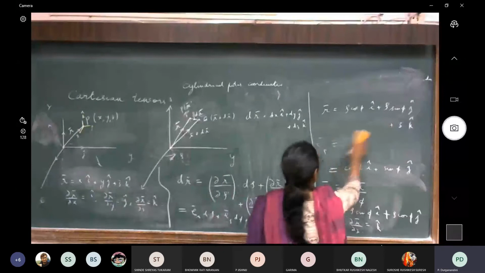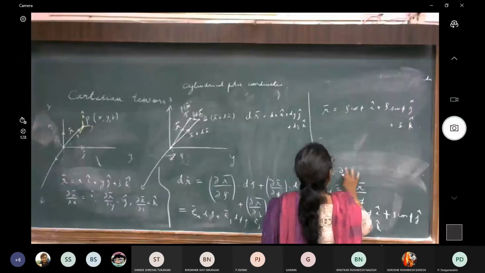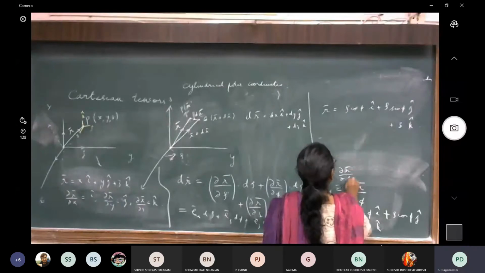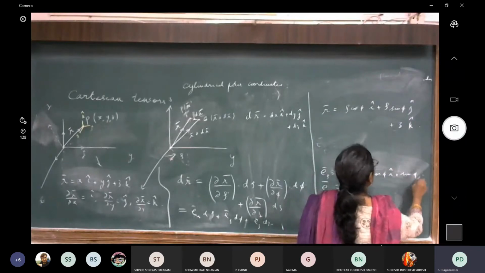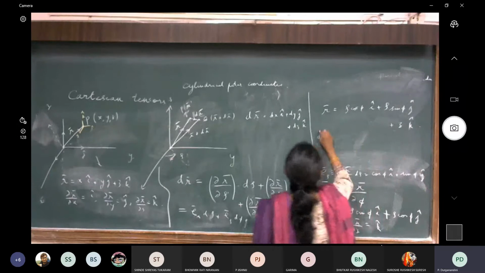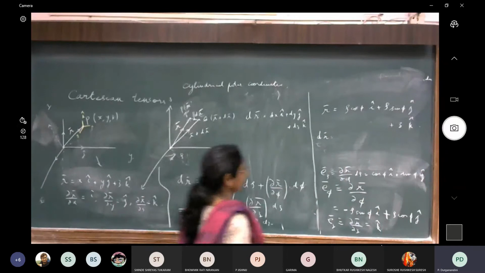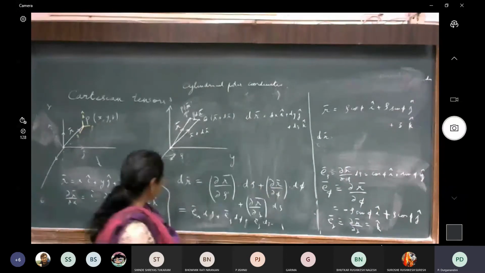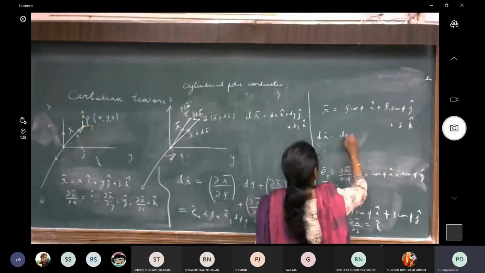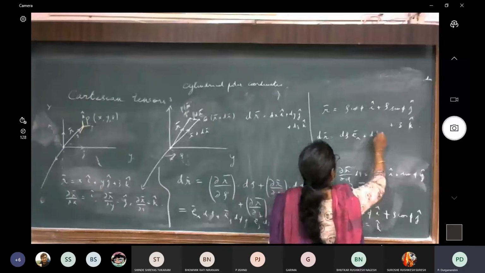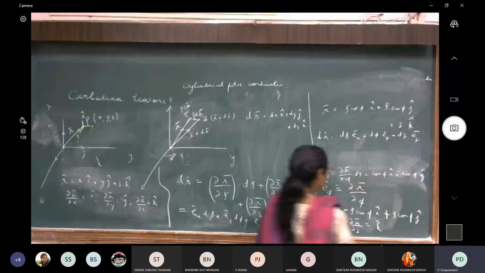So therefore, what you find is that if I substitute for these e's, you can see that I get here dr is nothing but e rho times d rho plus, so I can write it most generally as d rho times e rho plus d phi times e phi plus dz times ez, where I define these as my unit vectors.